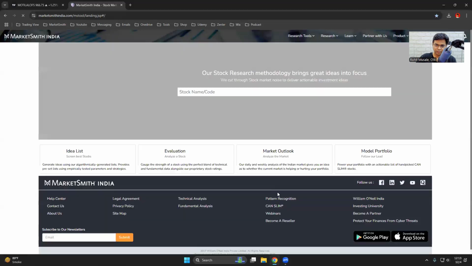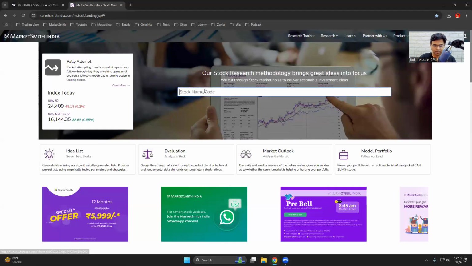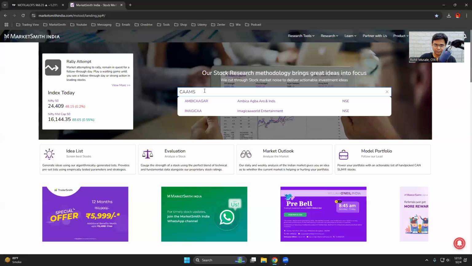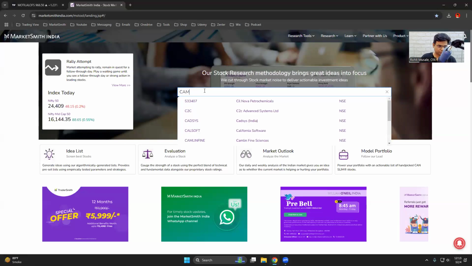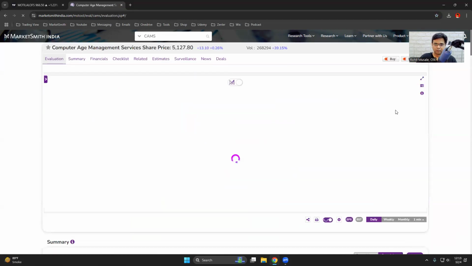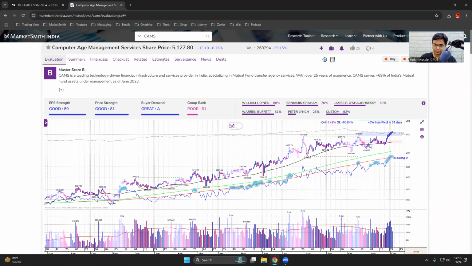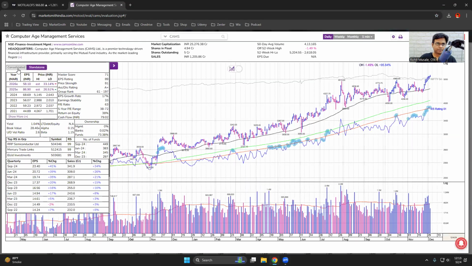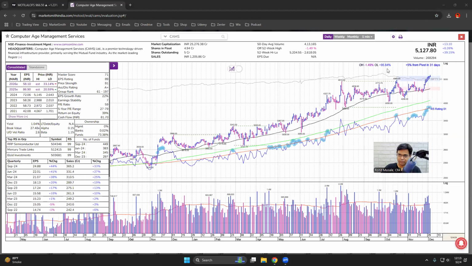So let me open a chart for you, and we'll also look at TradingView as well. So let's look at CAMS. So if you notice, see here they mention OH and OL. OH means off the high and OL means off the low, right? Off the high means 52-week high, off the low means 52-week low.